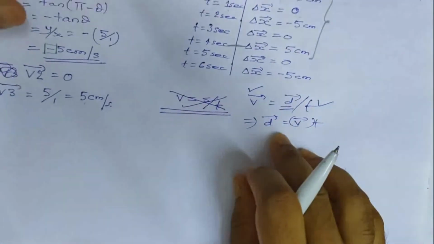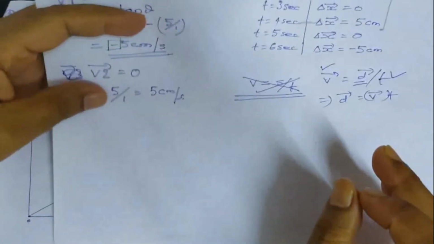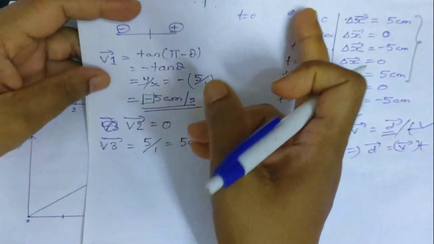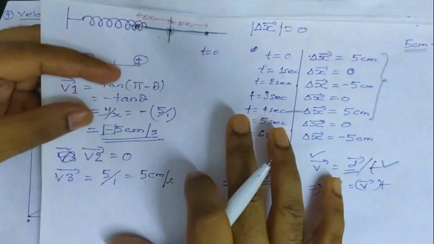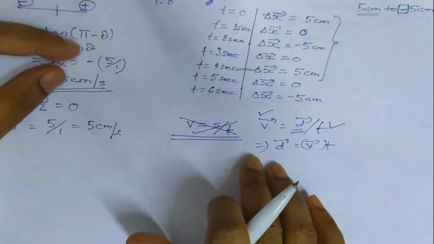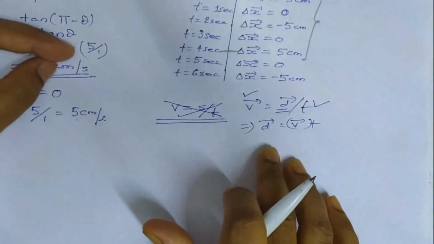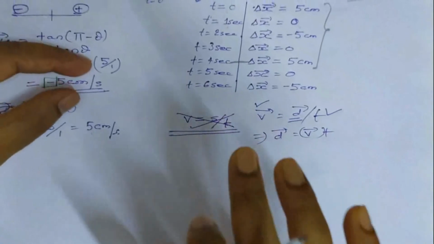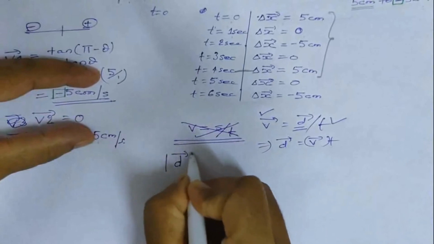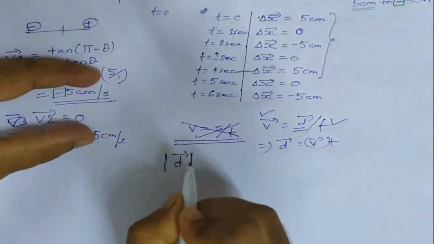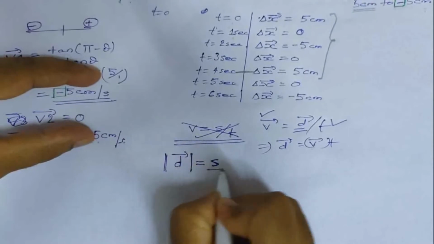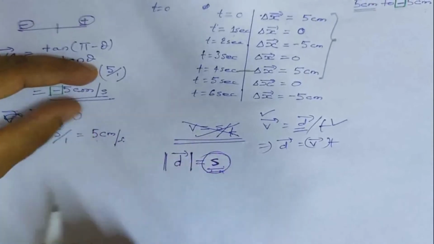But suppose you are analyzing a motion in which things are happening like this. It is shifting plus minus, those kind of things. So in that case, we should consider calculating the magnitude of displacement, which we say as distance traveled. Okay, just keep in mind.